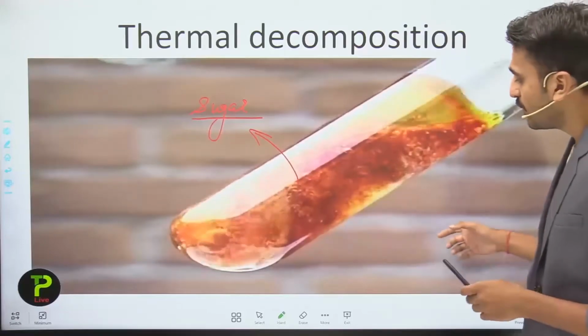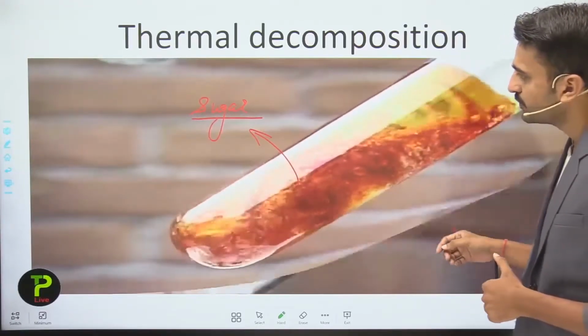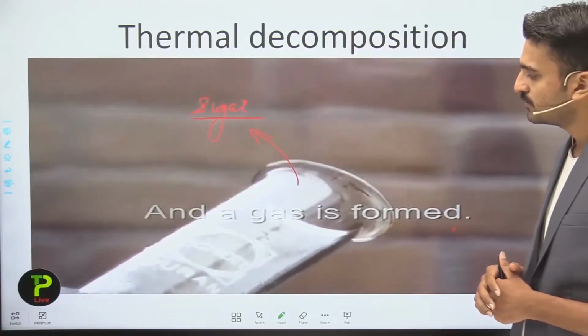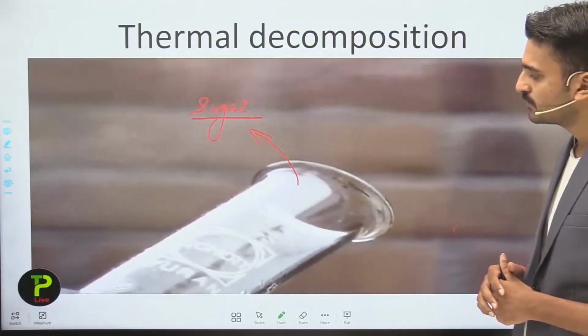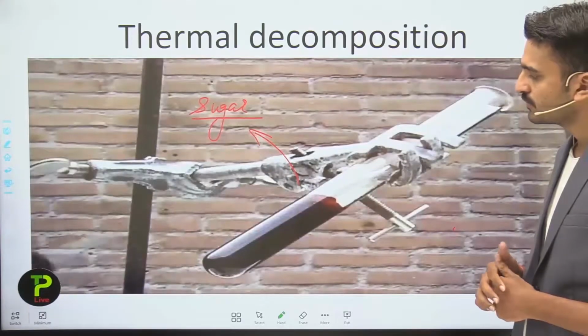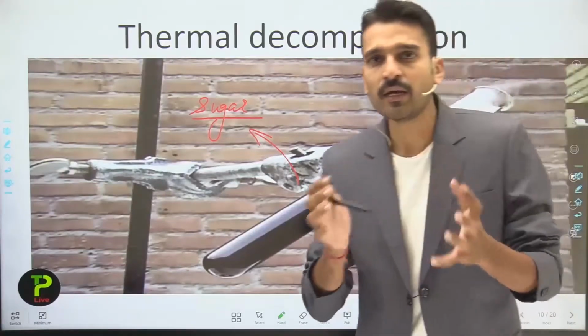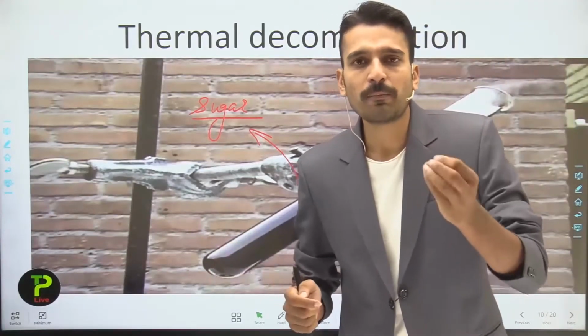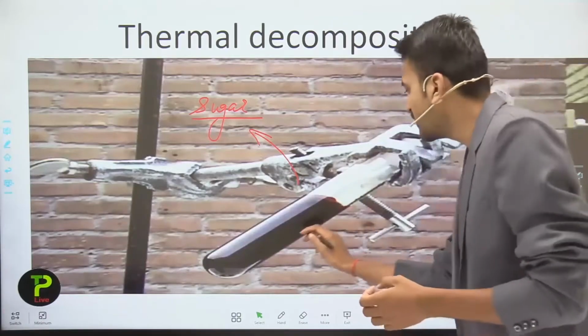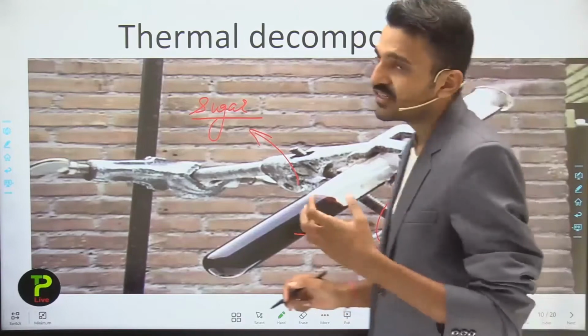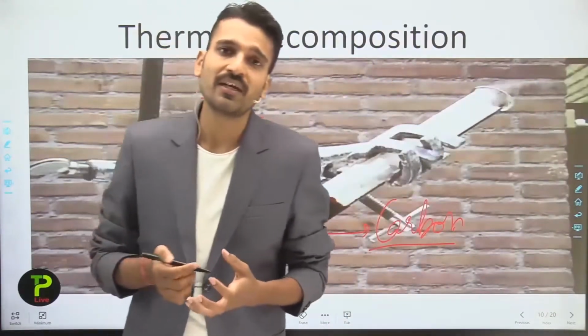So here you can see that after heating, sugar decomposes completely to form a black colored substance, which is carbon. So it is a chemical reaction, and of course it's a chemical reaction, that's why we are studying it in thermal decomposition reactions. So what is the reaction that is taking place here?